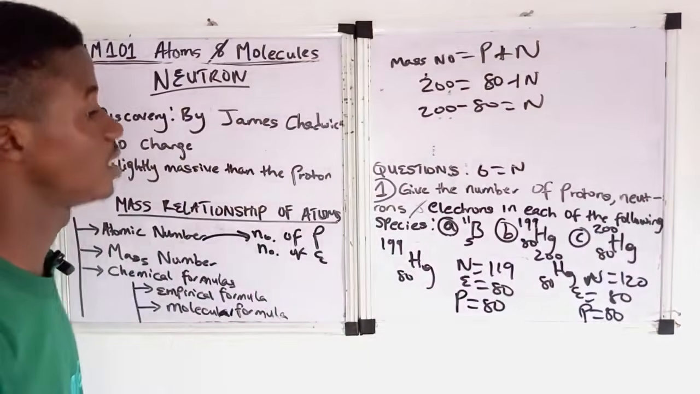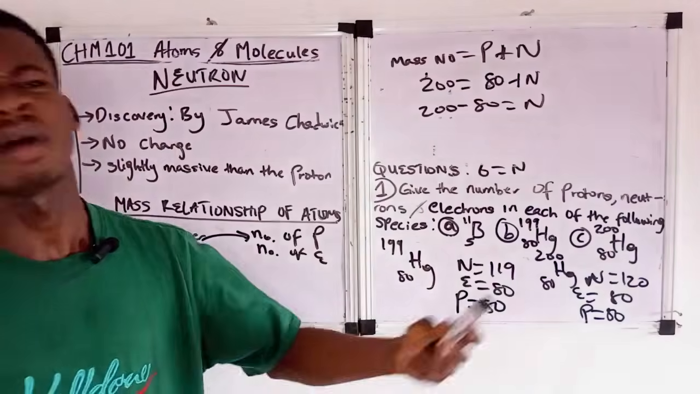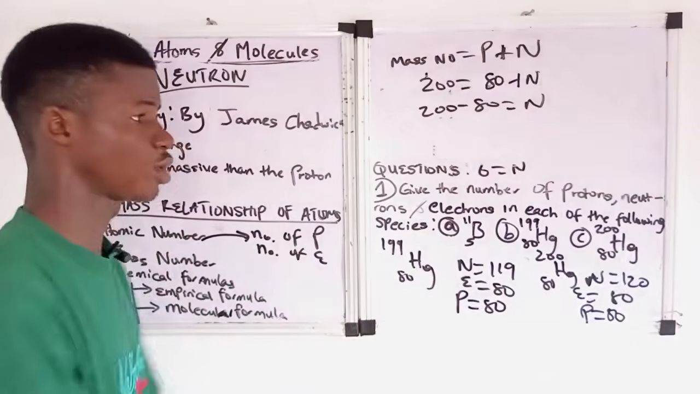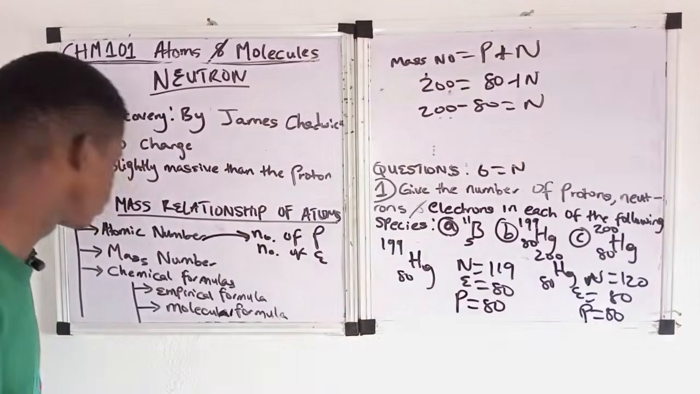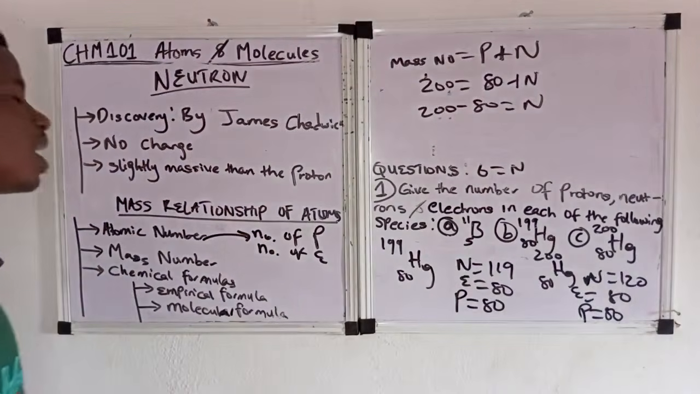So this is how you can calculate. This part is very easy, okay? This is how you can calculate the number of protons in an atom, the number of electrons in an atom, and the number of neutrons in an atom. It's very, very easy, okay? Now let's move to the next part, which is chemical formula.